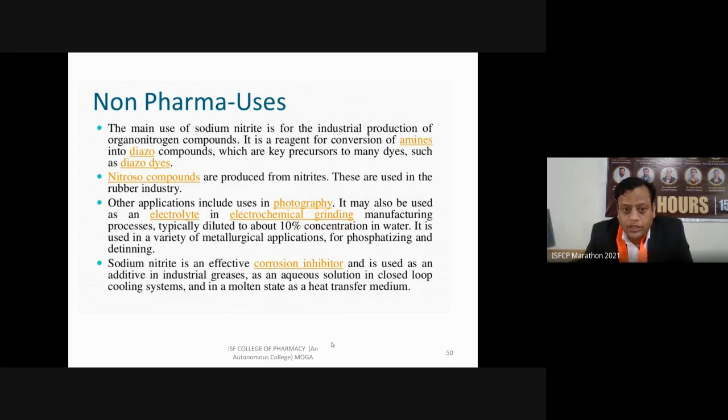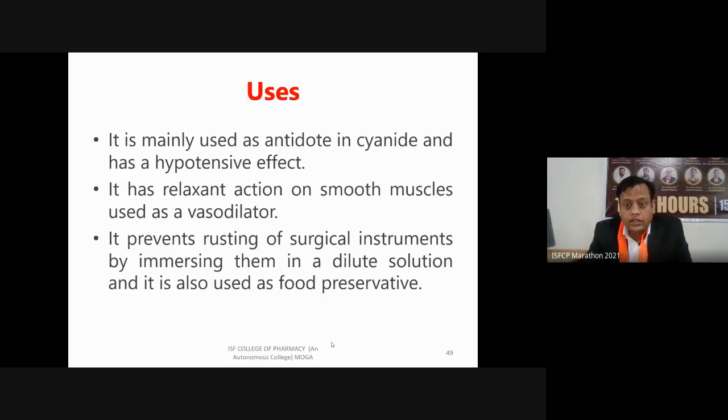In manufacturing processes it is typically diluted to about 10% concentration in water. So it is generally used in 10% concentration. It is used in a variety of metallurgical applications for phosphatizing and detinning. So there are various non-pharmaceutical purposes of sodium nitrite. Sodium nitrite is an effective corrosion inhibitor. So it is also used as a corrosion inhibitor, and as we discussed, it is used for surgical instruments. When we want to prevent the rusting of surgical instruments, we immerse them in a dilute solution of sodium nitrite.